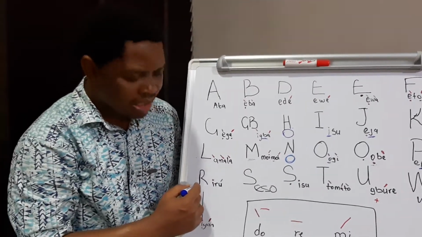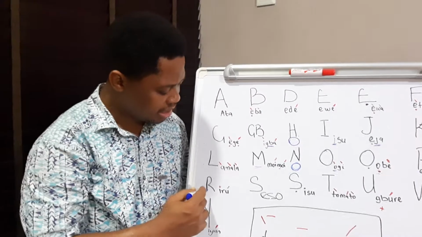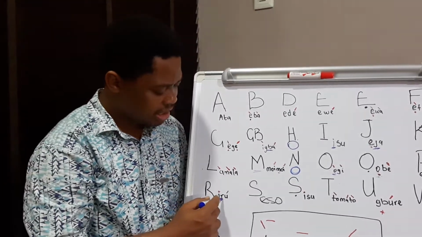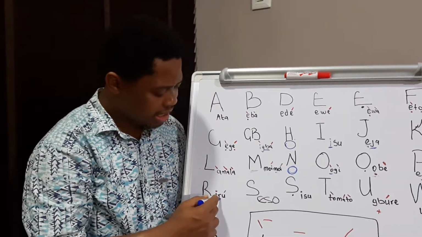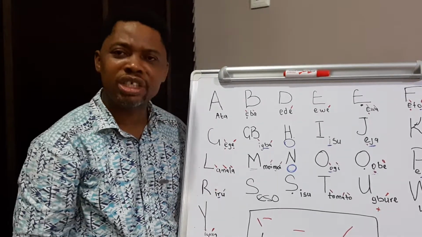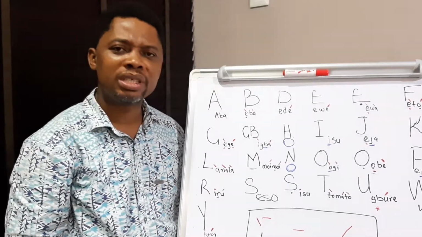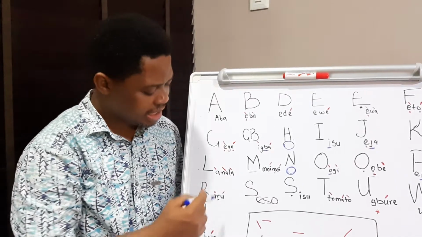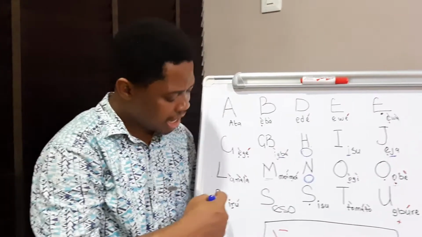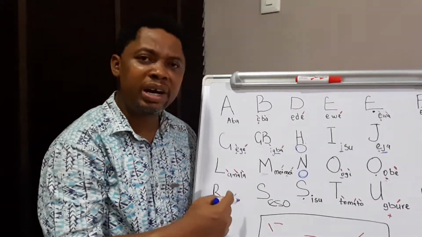R, the R in Yoruba. The example word here is iru. Iru is locust bean. The active alphabet here is the R, iru.